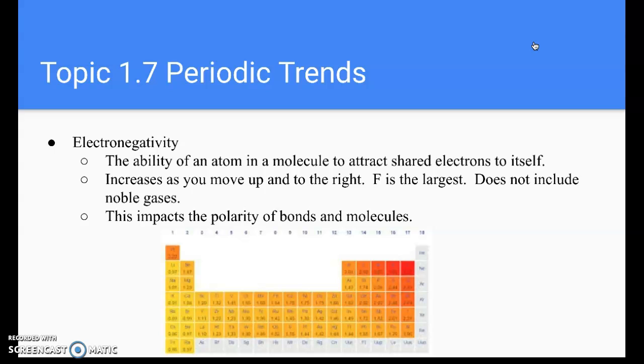Now electronegativity has values associated with it, and we'll learn those later, but fluorine is the largest with a value of 4. And then it tends to just decrease as you move down and to the left. So it helps if you remember fluorine being the largest, and as you move away from fluorine, the electronegativity decreases. And we use electronegativity a lot when we're talking about polarity of bonds and molecules, which we'll get into in the next unit.